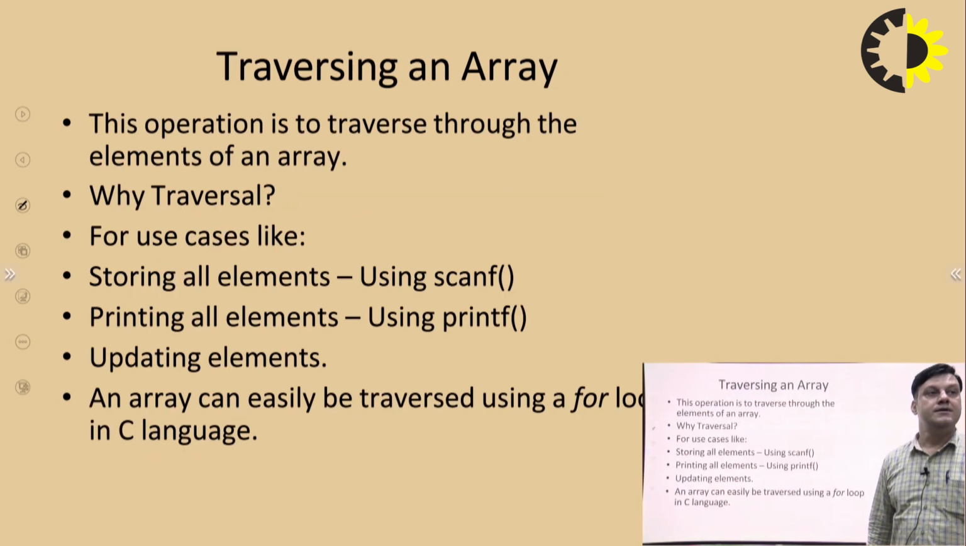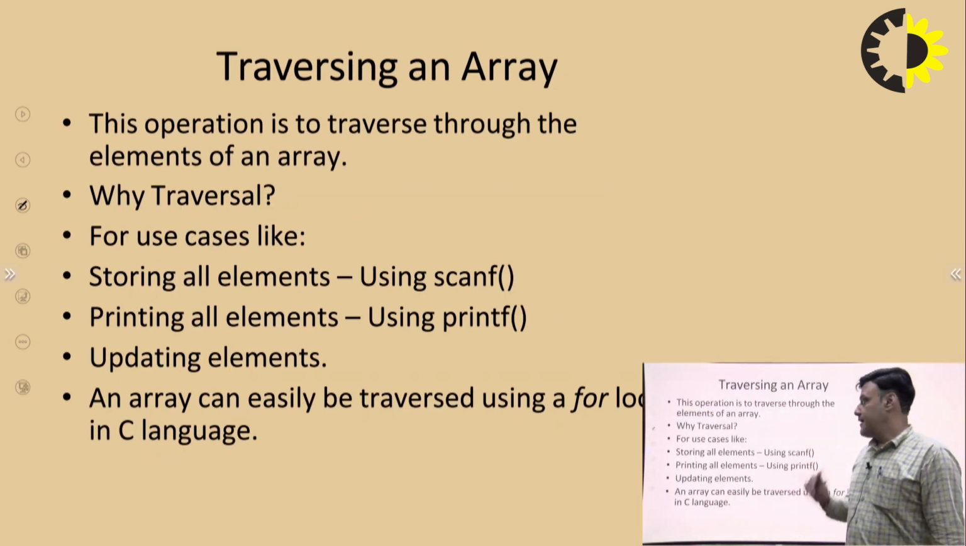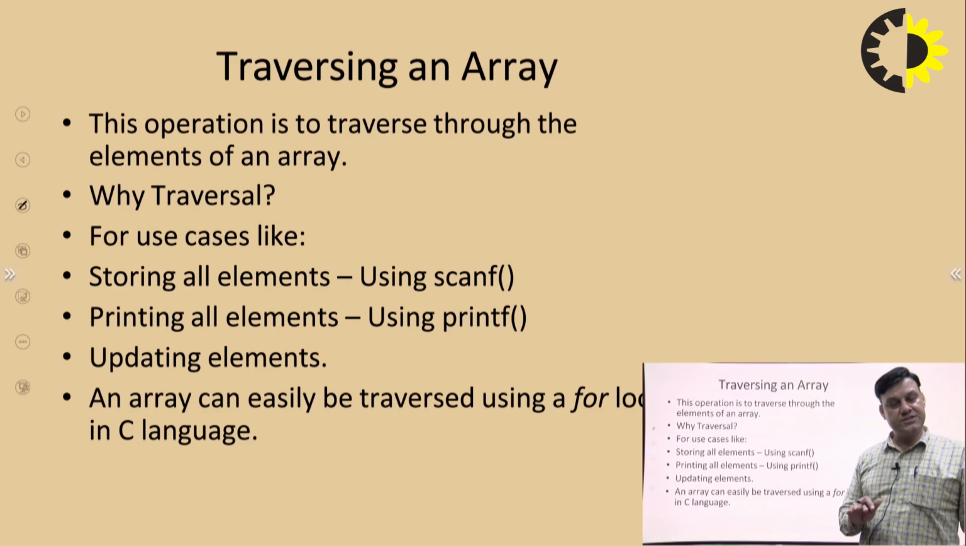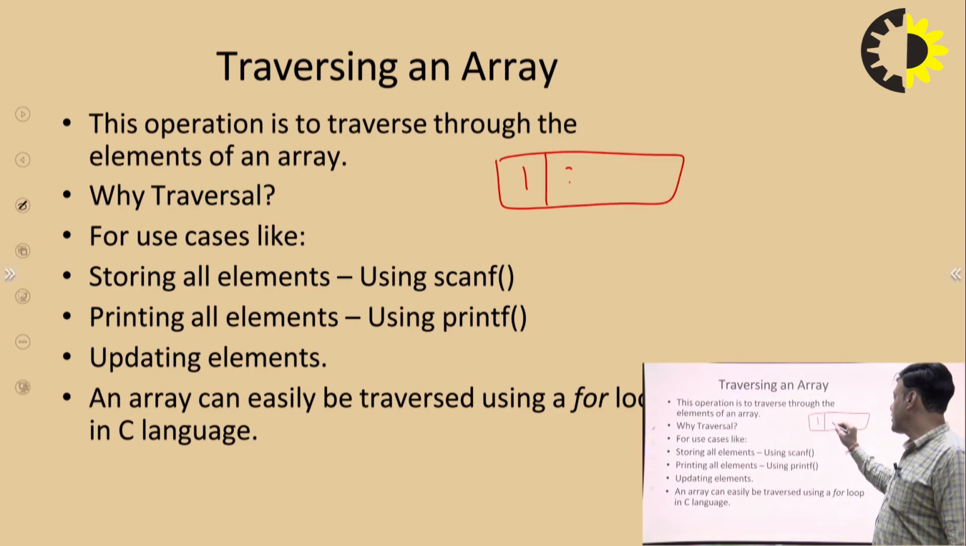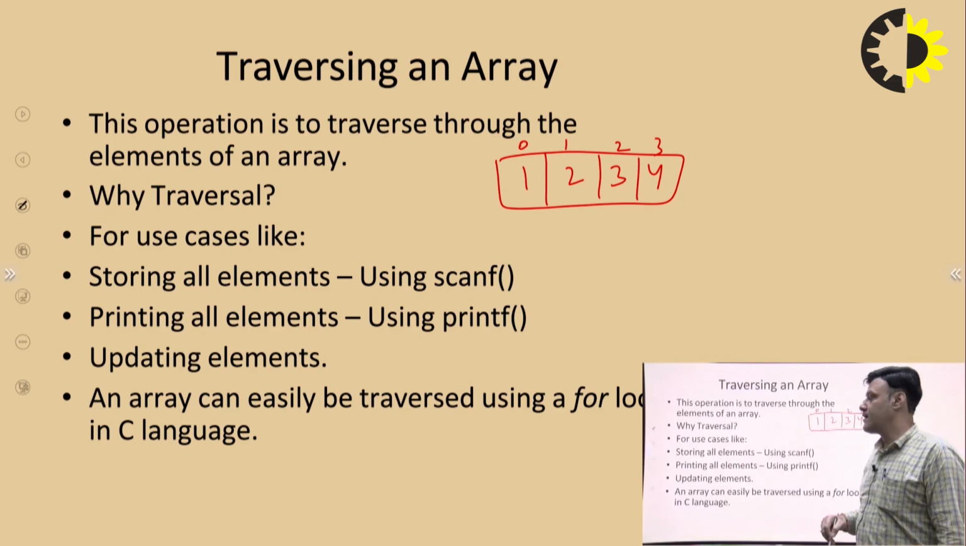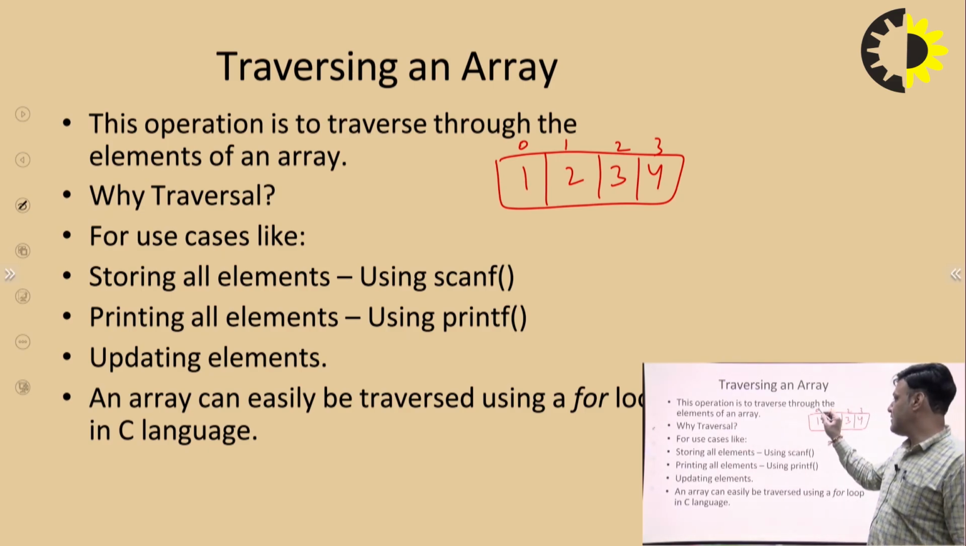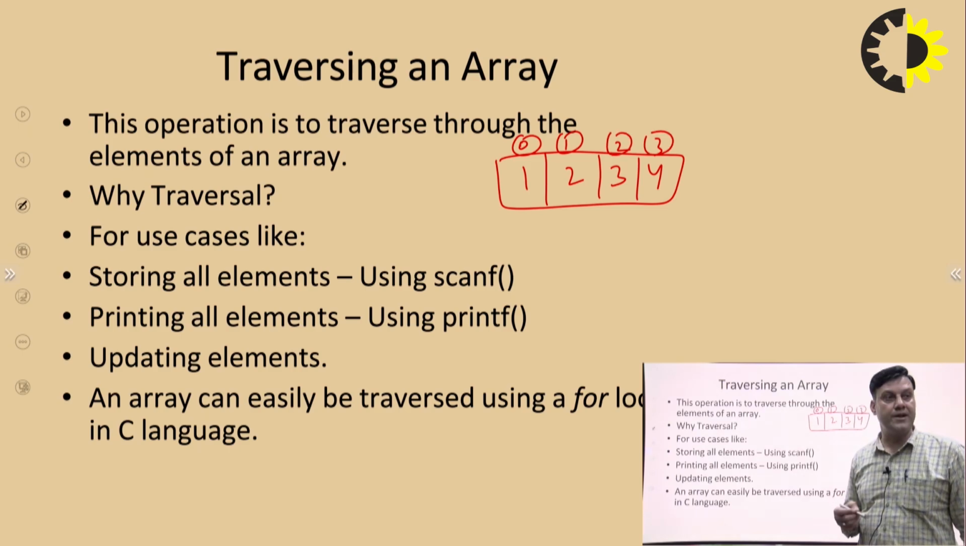Okay. So traversing means we are going to visit each and every element. 1, 2, 3, 4. So this is the index position 0, 1, 2, 3. So how are we going to travel? We will see the 0 index position, first index position, 2, 3. A simple for loop we can use.